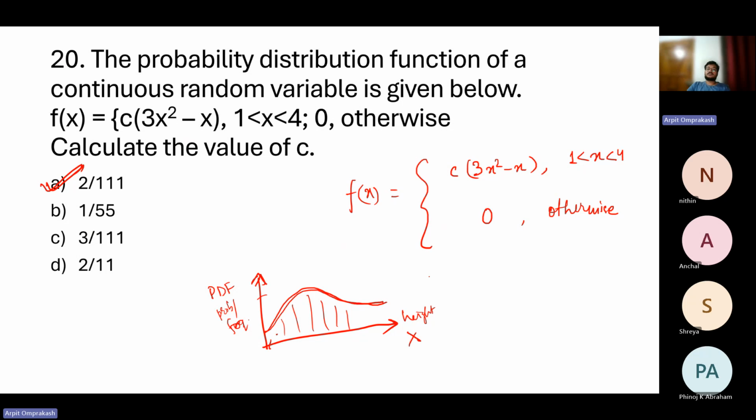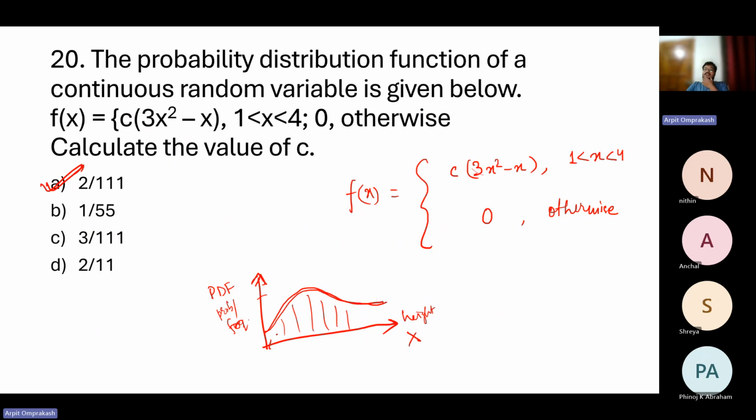For discrete functions, we'll have probability mass functions, which basically happen in steps, right? So we have a distinct probability for each of the discrete values that we have. But in the case of a continuous random variable, what we have is a probability distribution function, which is something like this, right? So in this case, we are given this function.